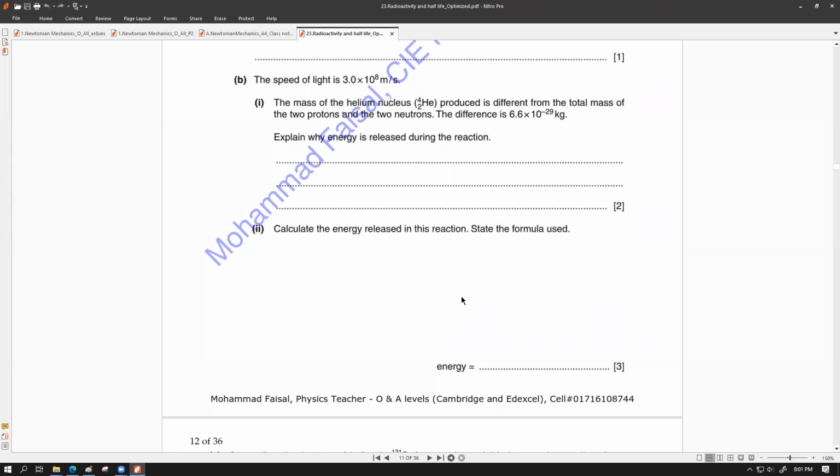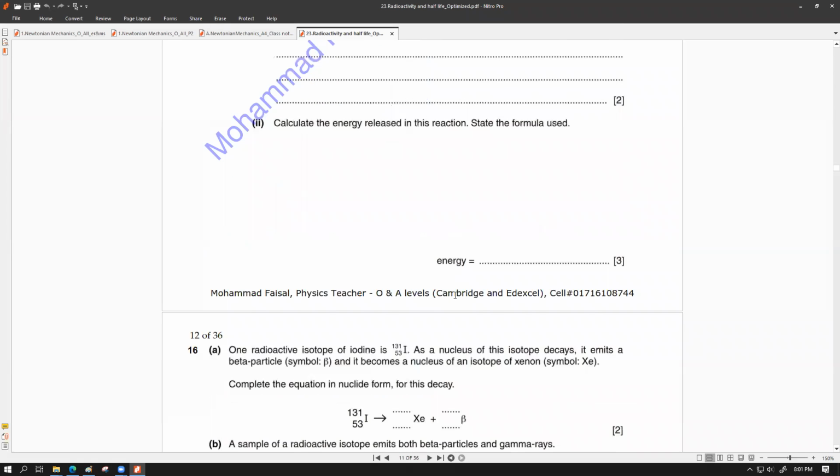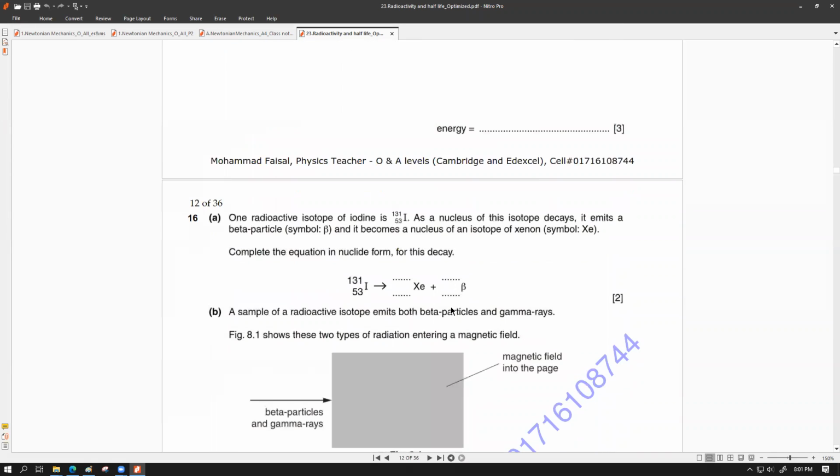So if you don't want to do E equals MC squared, you don't have to bother with this, but you can essentially try and calculate. It's a very simple calculation. Let's try to fill up this equation. Have a look. 16. One radioactive isotope of iodine is iodine 131.